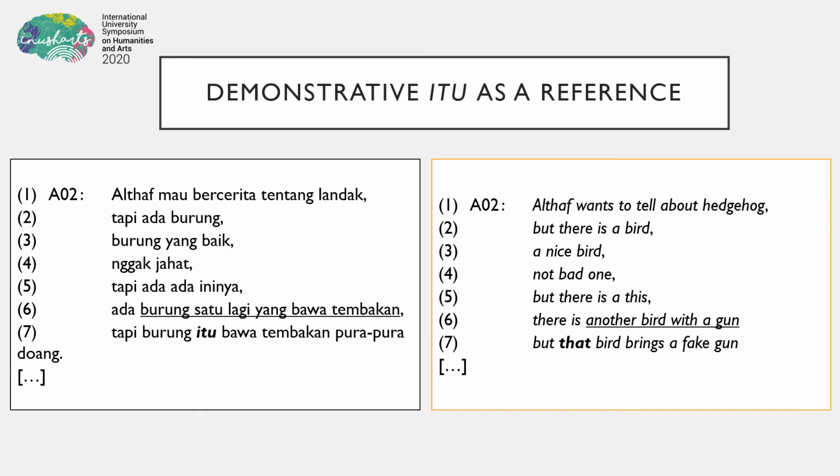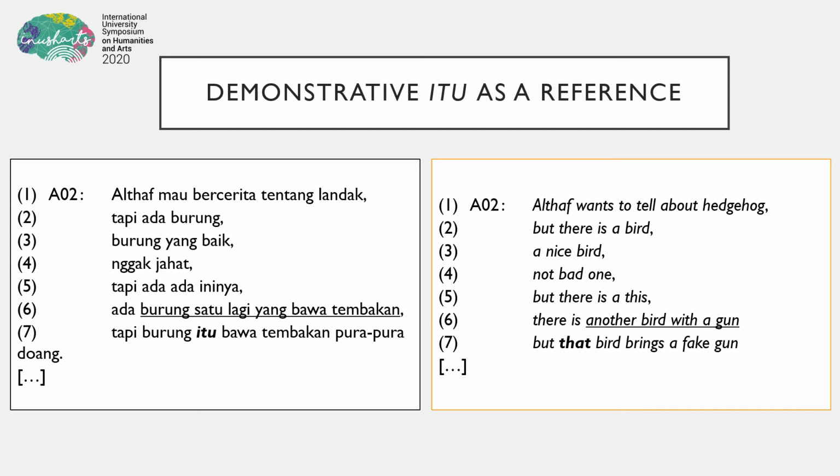Alright, and then the second function, the demonstrative itu as a reference. So look at the example here, the speech 7. Tapi burung itu bawa tembakan pura-pura. That bird brings a fake gun. That bird. So what does he mean by that bird? Which bird does he mean? That is, he means a specific bird that he has mentioned before in the speech 6.